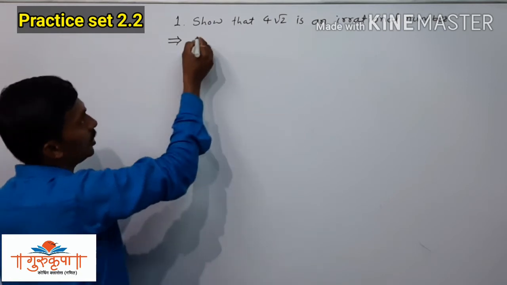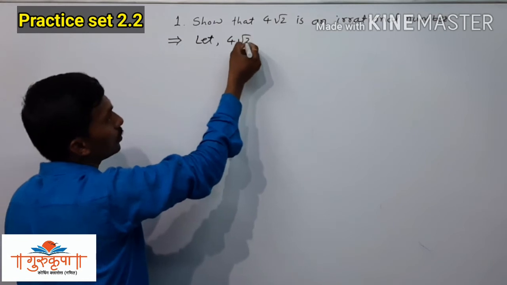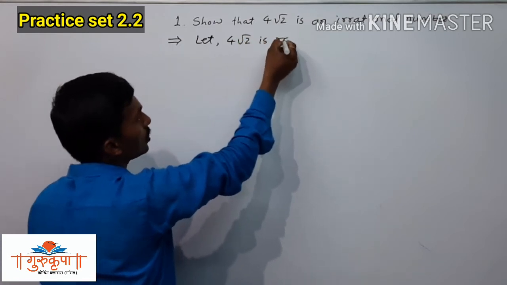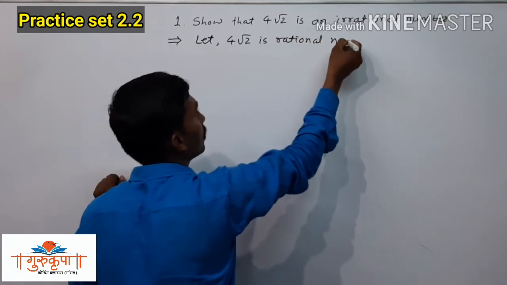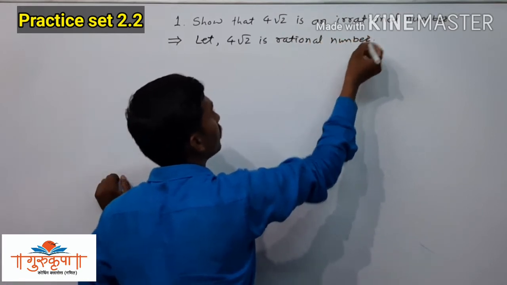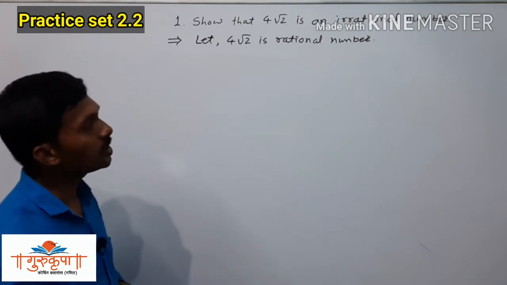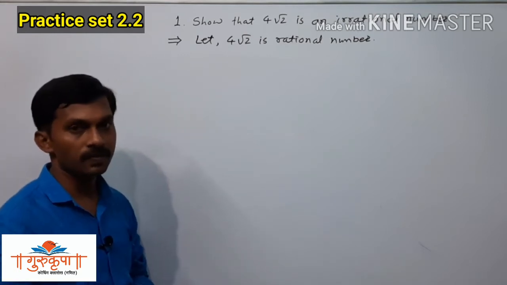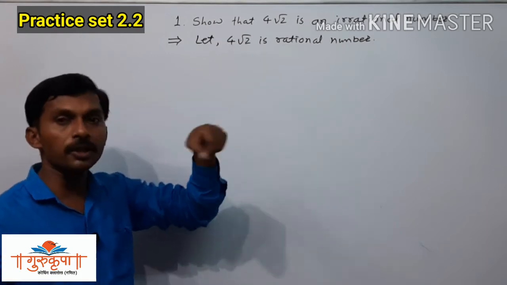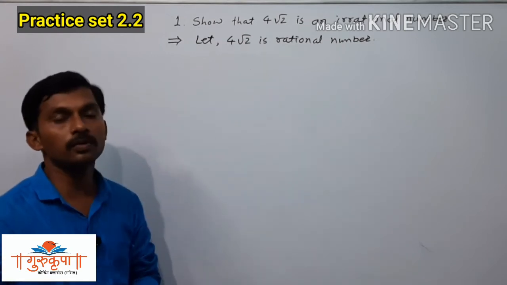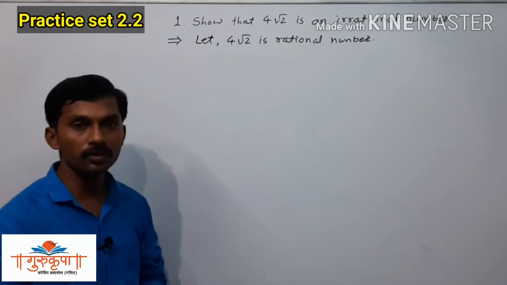Here we can write, let 4 root 2 be a rational number. It is an assumption. Now, if it is a rational number, we can represent it in a upon b form, or p upon q form, or x upon y form.